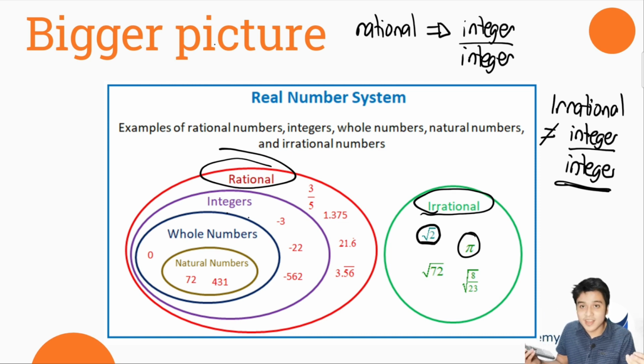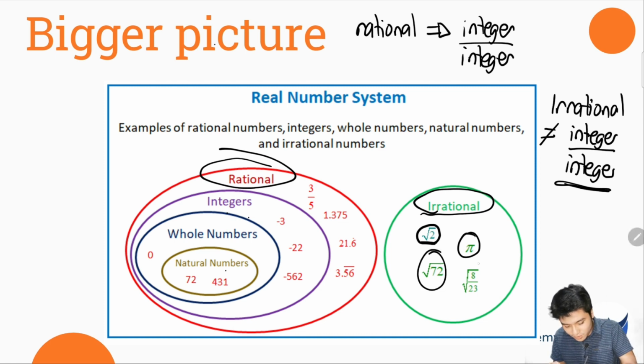Hindi mo sila ma-express as an integer over an integer, therefore, they are irrational. Parang feelings lang ng tao, no? Parang feelings ng pusong lito. Hindi siya ma-express, hindi siya ma-articulate, hindi siya ma-express into simpler terms. So, that's what it is. That is irrational. Hindi mo siya ma-express into an integer over an integer. Therefore, that's irrational. So, kasama nila yung square root of 72, pati itong square root of 8 over 23.